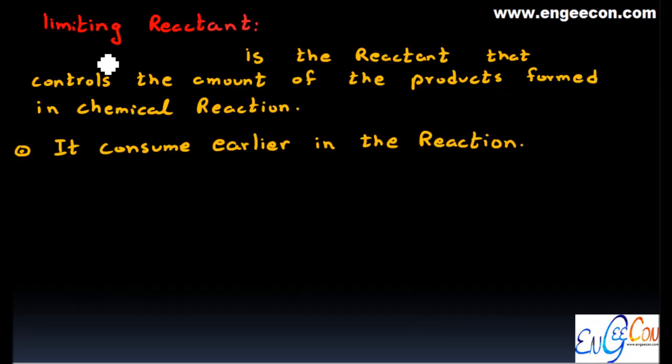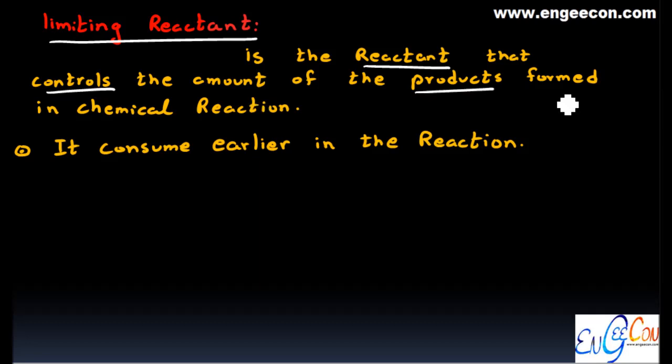In short, we can say that the limiting reactant is a reactant that controls the amount of products formed in a chemical reaction, and it is consumed earlier in a reaction. The limiting reactant concept is more clear with this example.